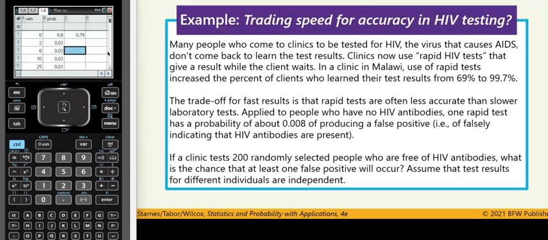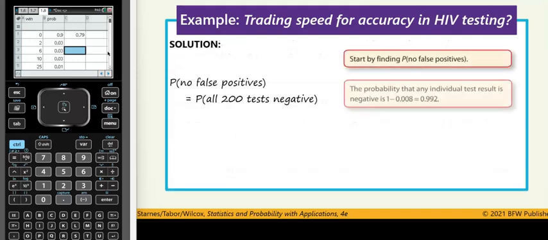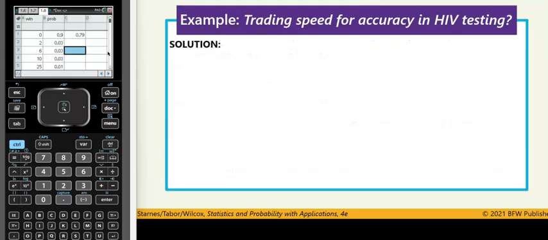Applied to people who have no HIV antibodies, one rapid test has a probability of 0.008 of producing a false positive. But that doesn't seem too bad, right? If a clinic tests 200 randomly selected people who don't have HIV, what's the chance that at least one false positive will occur? So we want to get at least one. That seems like the last kind of question. So I'm thinking, maybe what's the chance that there are no false positives, right? So what you could do is the chance of no false positives.